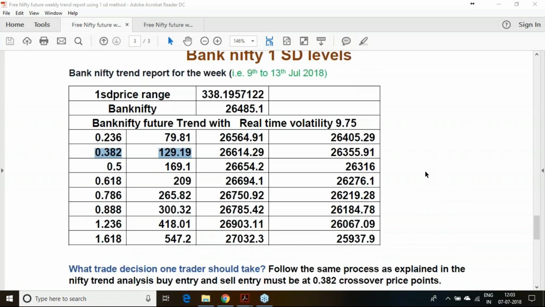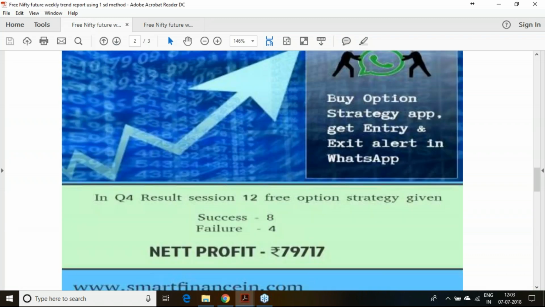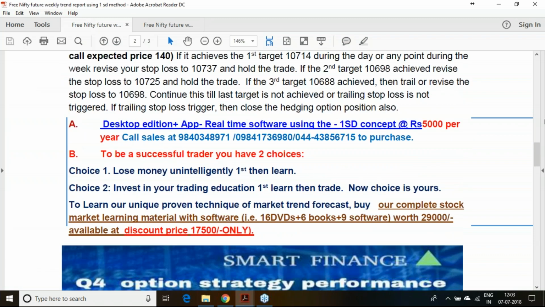On Saturday I am releasing. You have to observe from 19th to 13th July. Then if you are convinced with this idea, that one standard deviation is a good concept to trade and good for trend analysis, then you can buy our one standard deviation software, which costs 5,000 plus tax, 5,900 for 1 year.